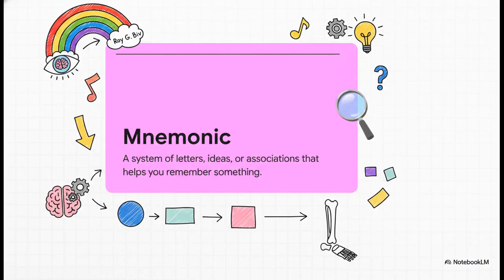I'm sure you've used them before, like Roy G. Biv for the colors of the rainbow. They're just simple patterns or associations that help your brain lock in and retrieve information way more efficiently than just trying to memorize it by brute force.